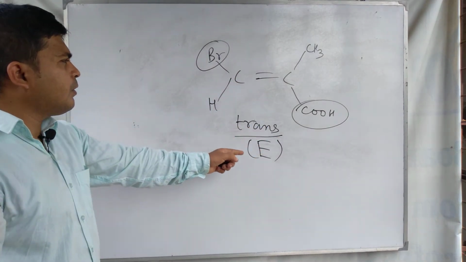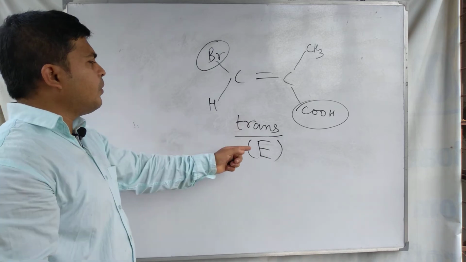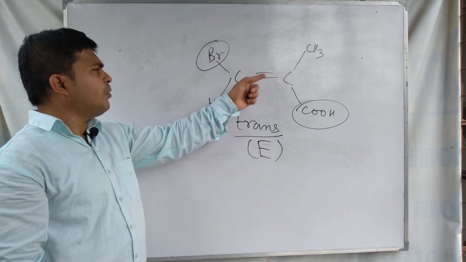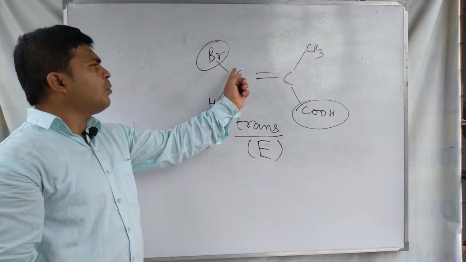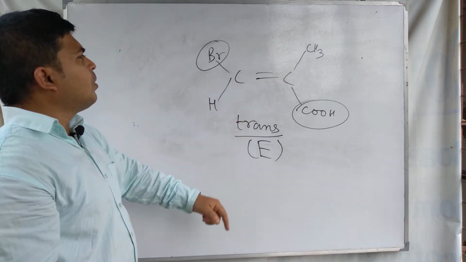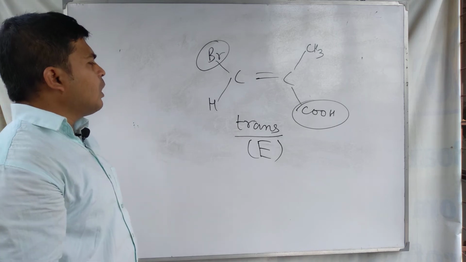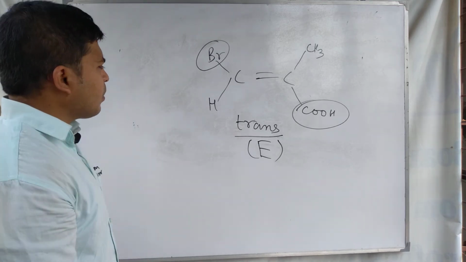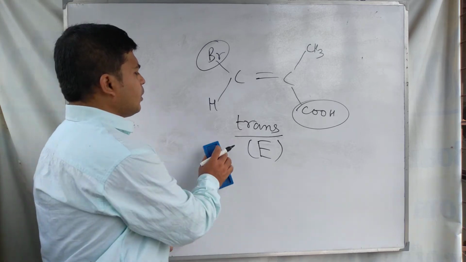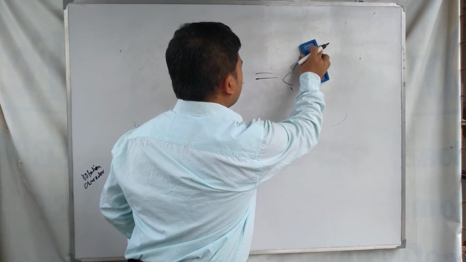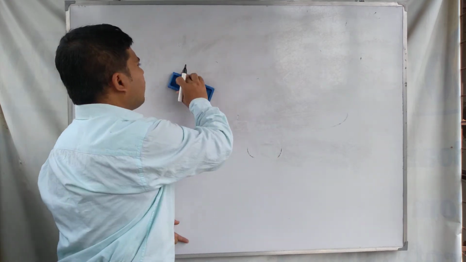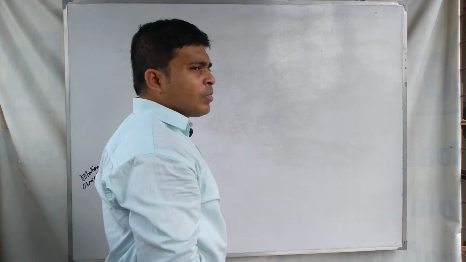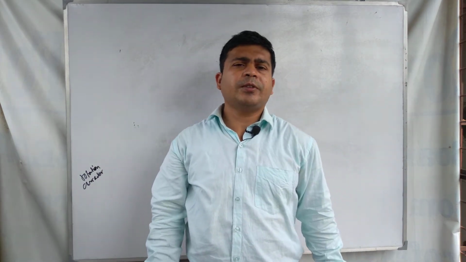This one is a trans geometrical isomer, an E isomer, because both higher priority groups are present on the opposite side. So for this reason this one has trans isomerism. Okay, the trans form of the isomer. Similarly, you can find the type of geometrical isomerism, cis or trans, in each case.